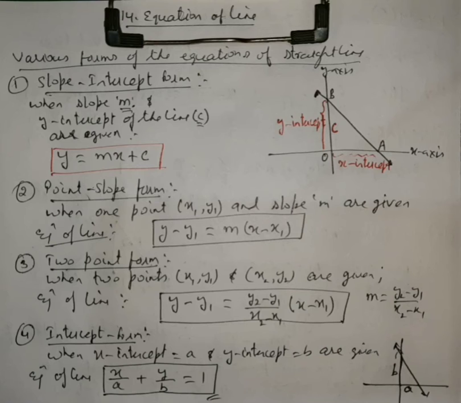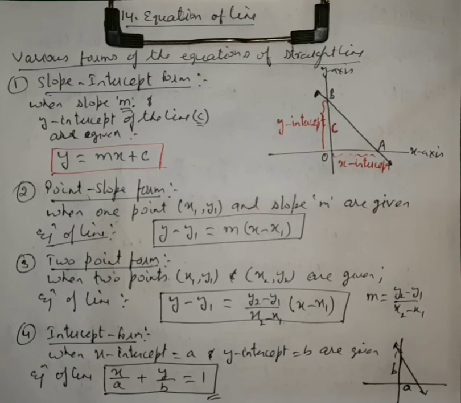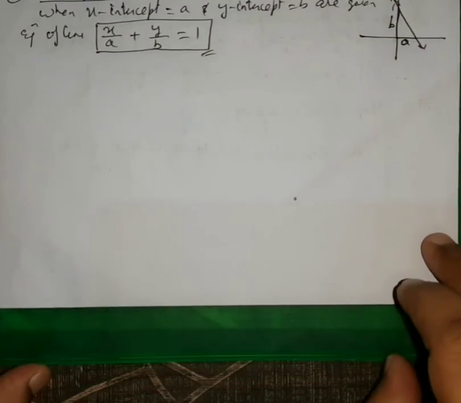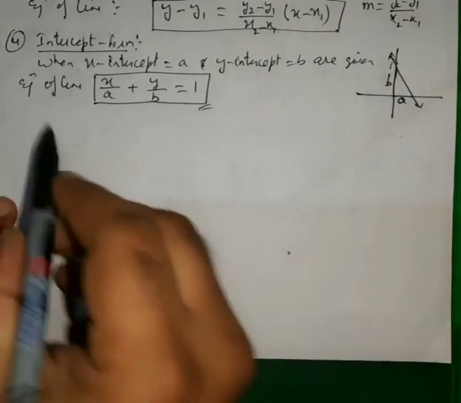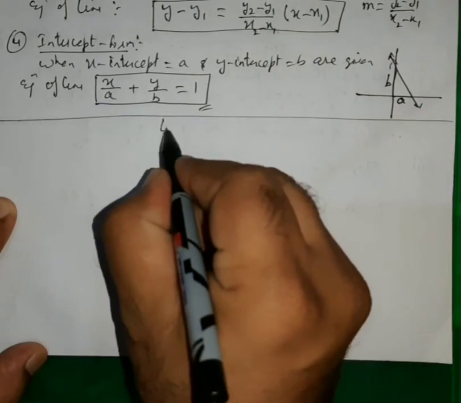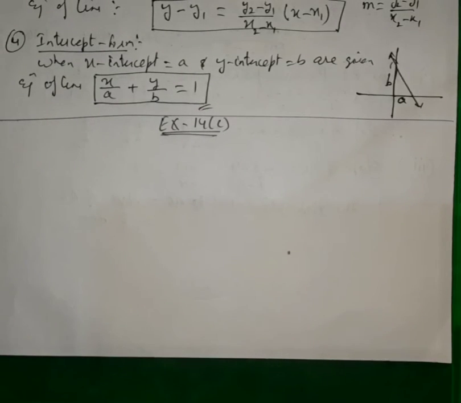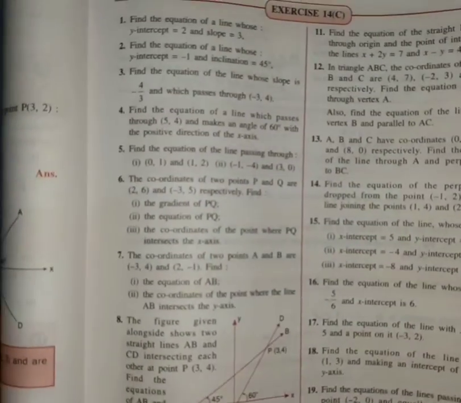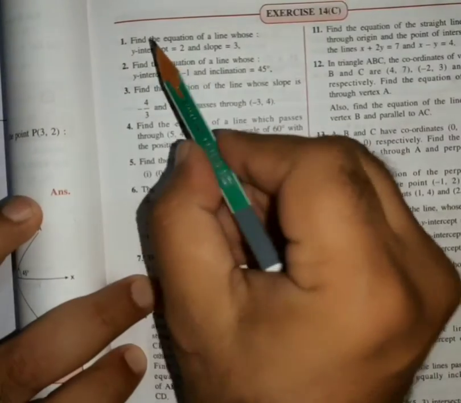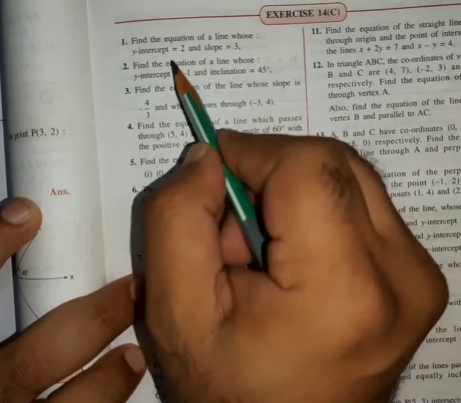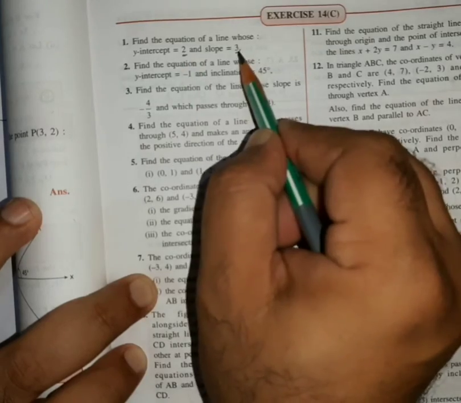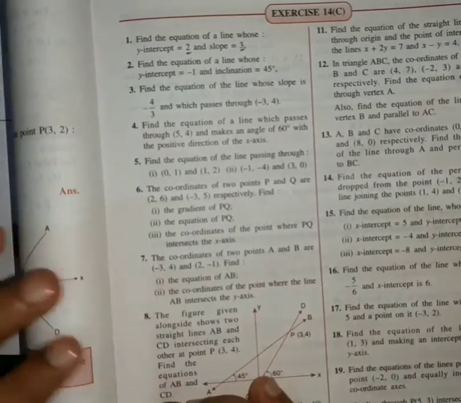So now based on these 2, 3 or 4 forms, we have to talk about our next exercise 14C. Now I will be taking some of the questions from the exercise. So we are going to talk about exercise 14C. Let us take some questions from the exercise now. Let us talk about the first question. Find the equation of line whose y-intercept is given. So c is given and m is also given. We have to simply write the equation of the line.